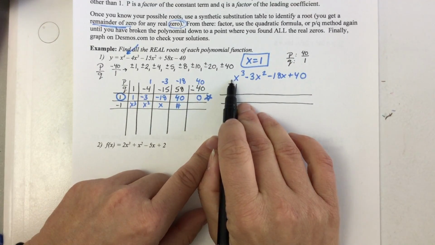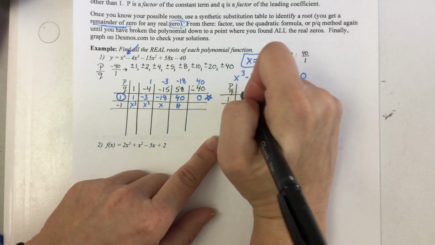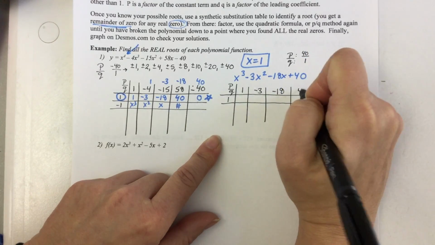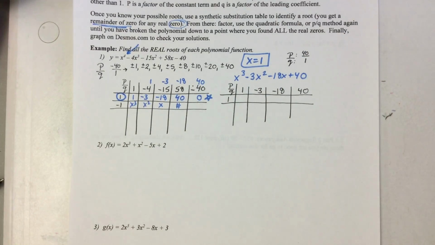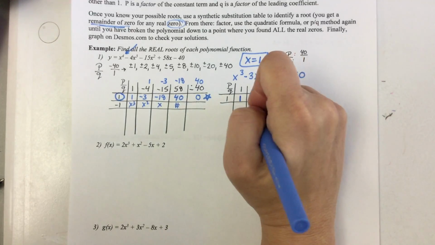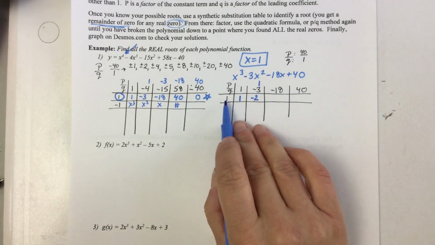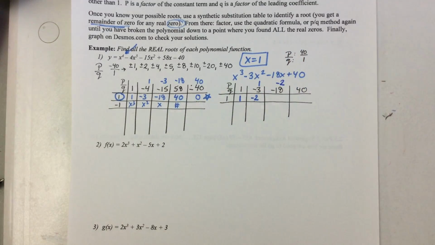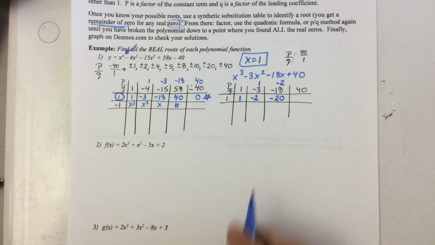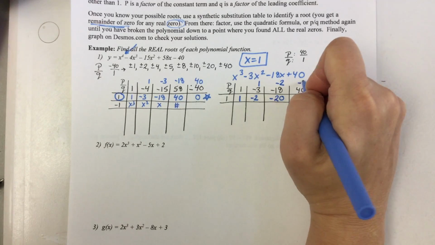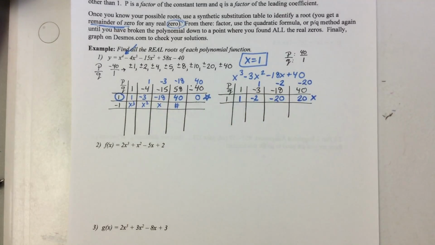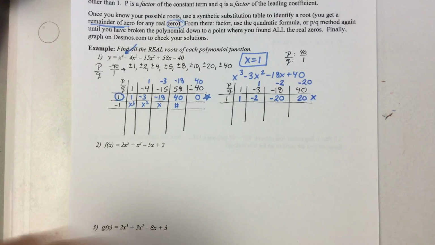Now across the top, it's my coefficients. 3x's, 2x's, 1x, no x's. So this is a 1. This is a negative 3. It's a negative 18 and a positive 40. Carry down that first value. 1 times 1 is 1. Negative 3 plus 1 is negative 2. Negative 2 times 1 is negative 2. Negative 2 plus negative 18 is negative 20. Negative 20 times 1 is negative 20. Negative 20 plus 40 is 20. Nope, didn't work.